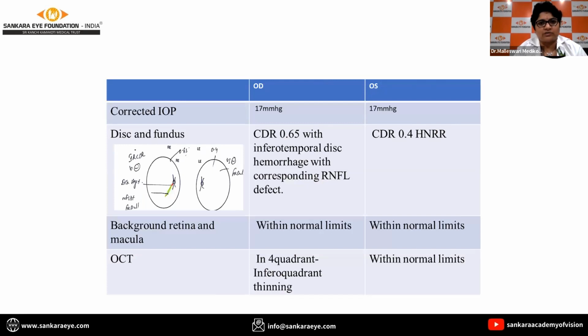Similarly, we have one patient whom we saw in 2016. He had a very nice RNFL defect, which was depicted in the picture, with a disc hemorrhage. The pressures were normal, 17 and 17 in both eyes. We diagnosed him as a normal tension glaucoma patient. We advised anti-glaucoma medication and asked for a visual field examination. But the patient was lost to follow-up because he stays abroad. He came back after 4 years.